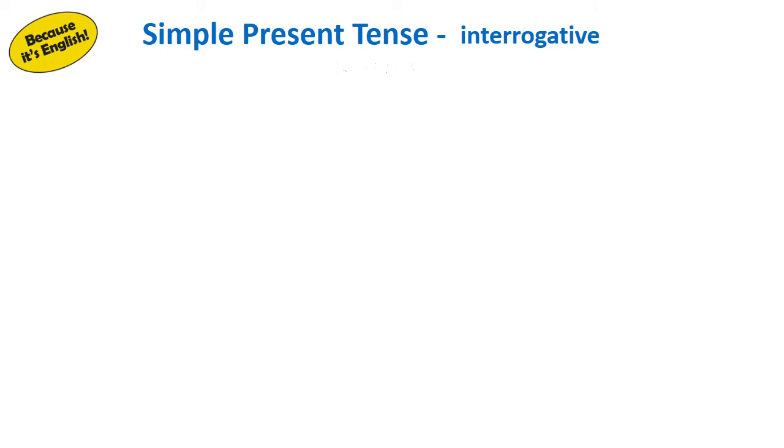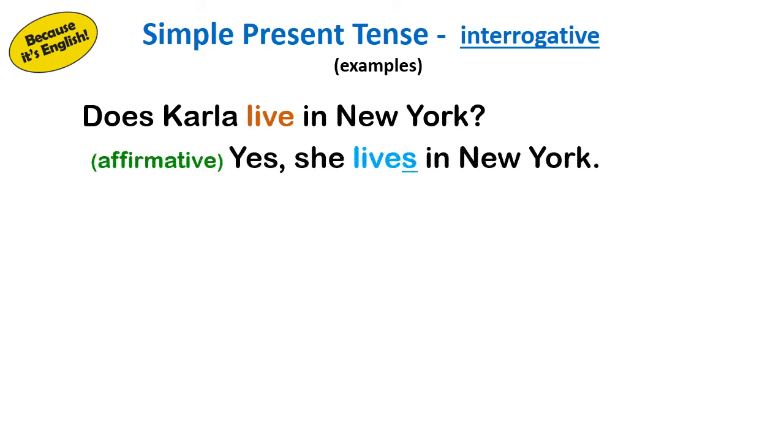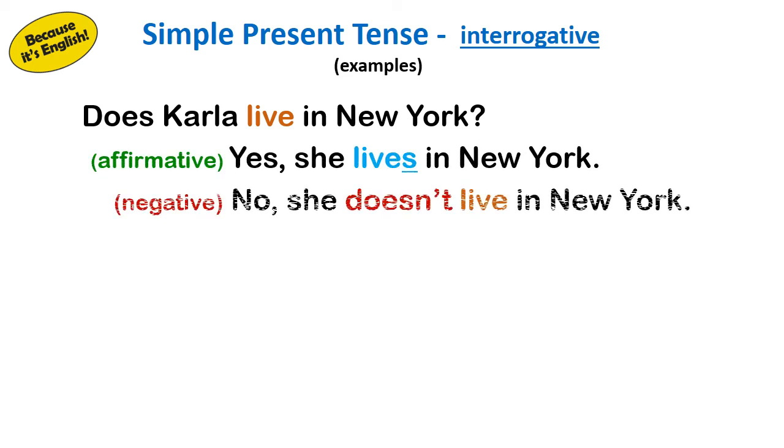Now, let's look at some examples for interrogative. Does Carla live in New York? Affirmative answer, yes, she lives in New York. Negative answer, no, she doesn't live in New York.